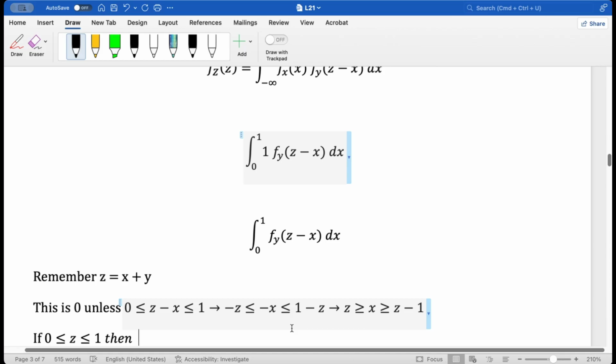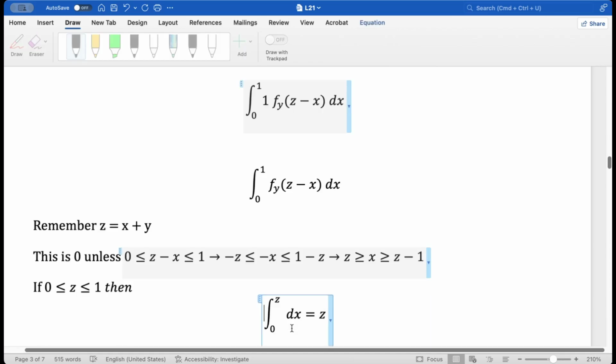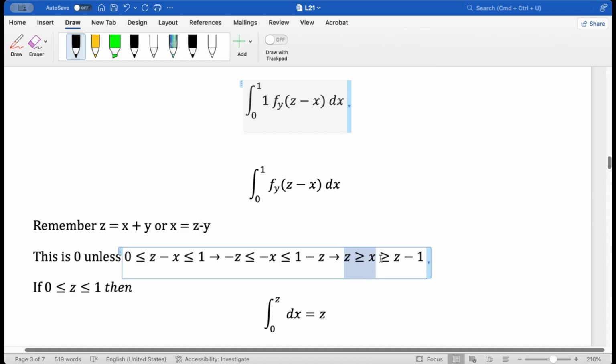If z is between 0 and 1, then what happens is that x can range from 0 up to z. Remember that z is equal to x plus y, or we could write this as x is equal to z minus y. So x can never be larger than z. We can also see that here. X is less than or equal to z.